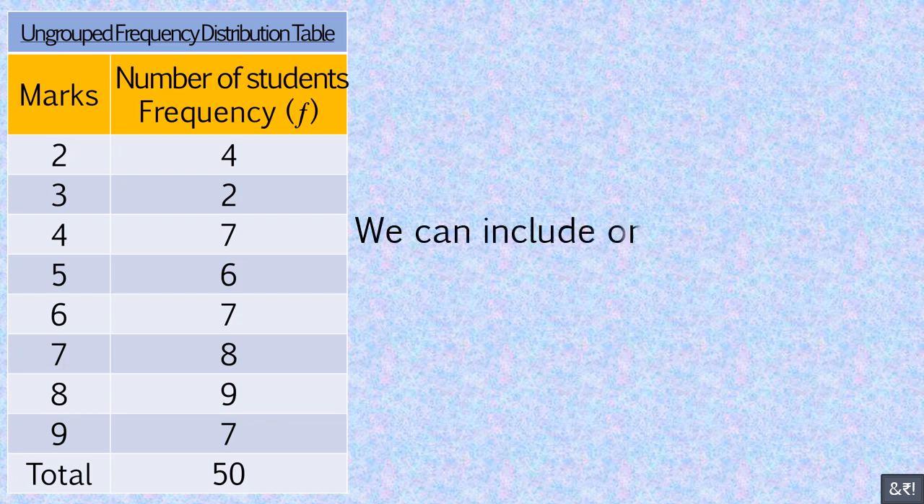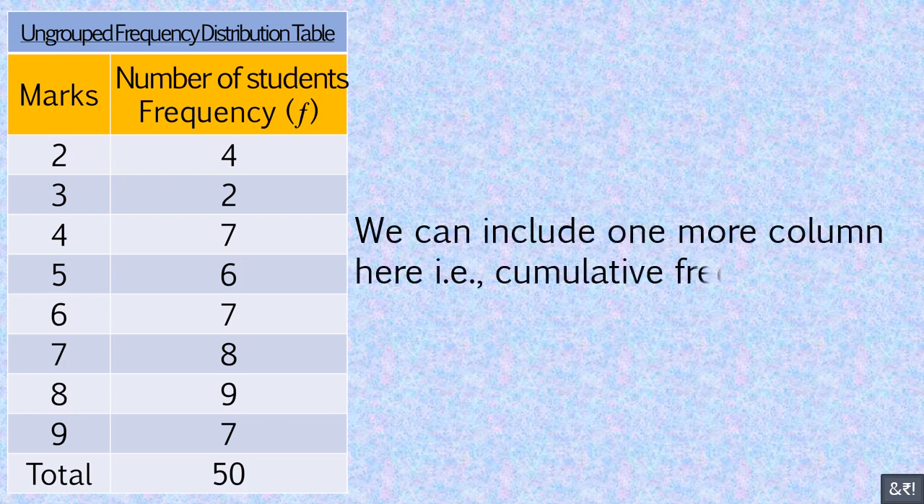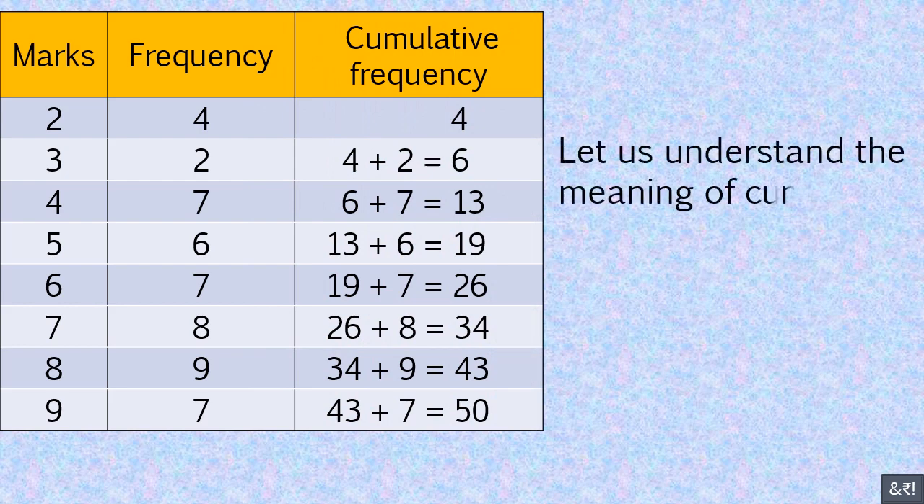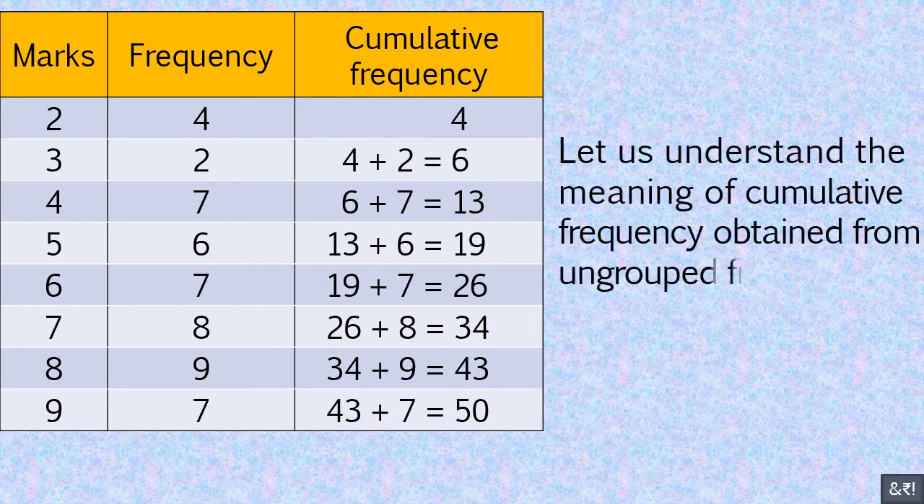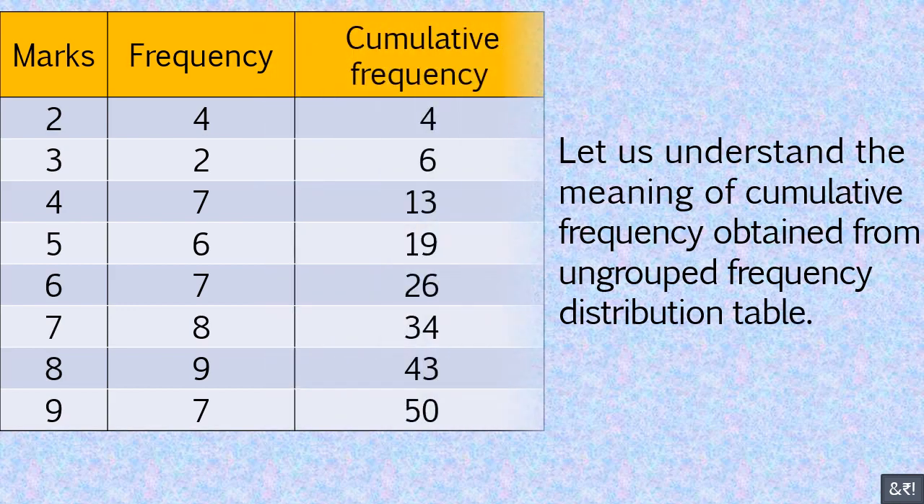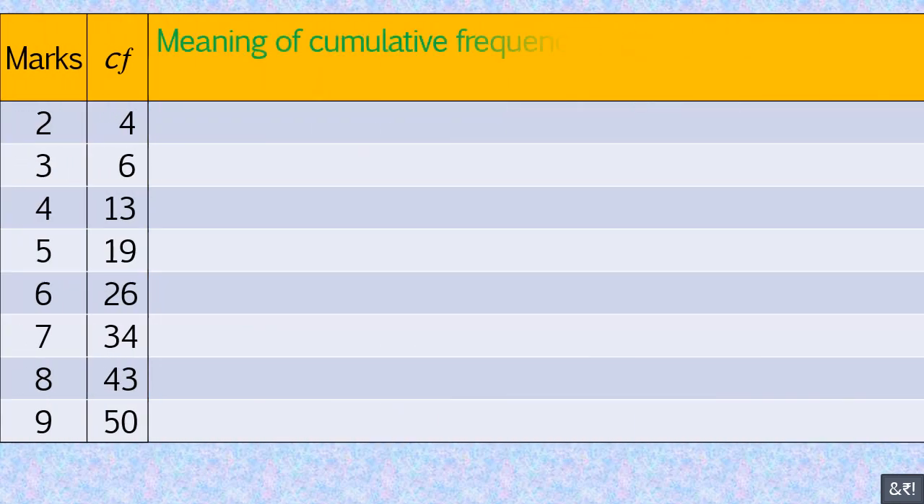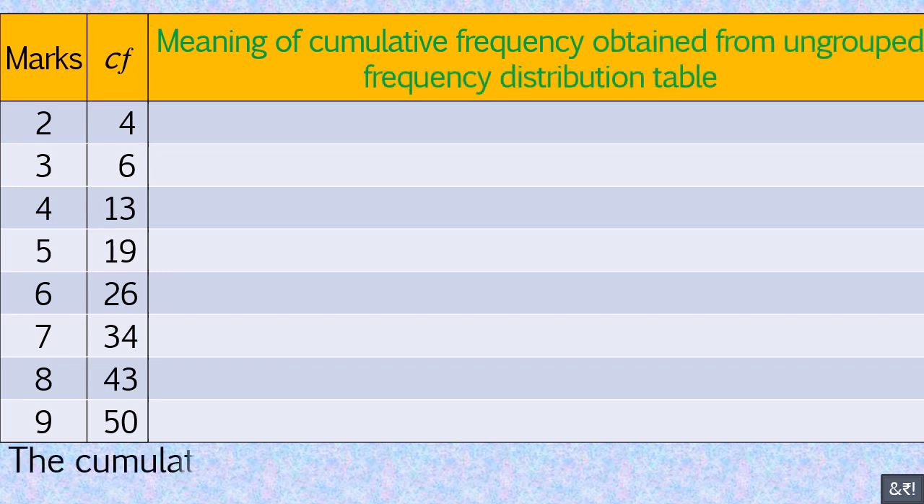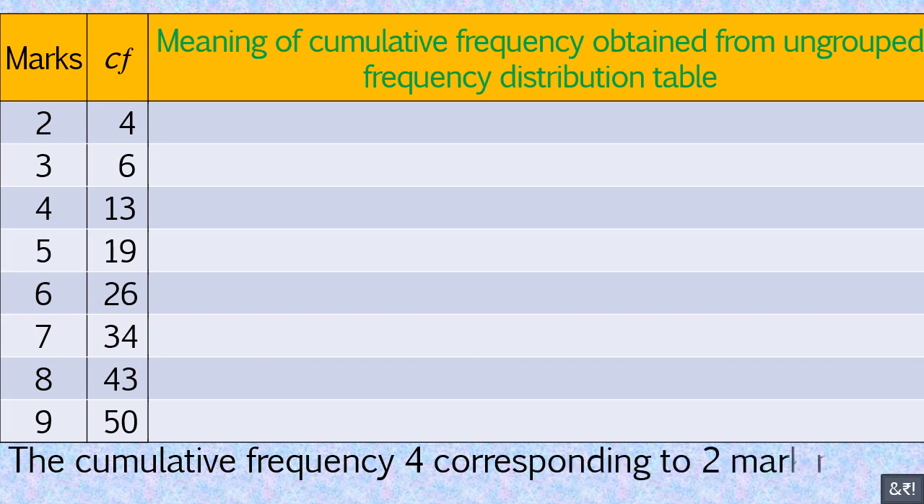We can include one more column here, that is, cumulative frequency. Let us understand the meaning of cumulative frequency obtained from ungrouped frequency distribution table. The cumulative frequency 4 corresponding to 2 marks means the first, second, third, and fourth score is 2.